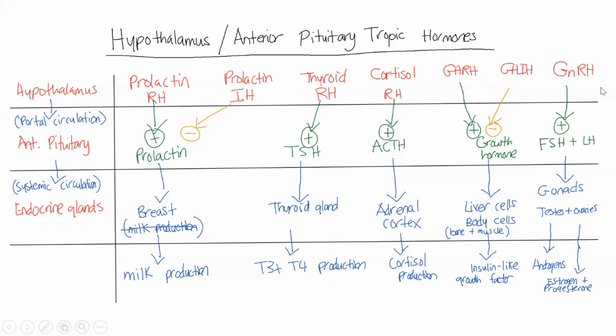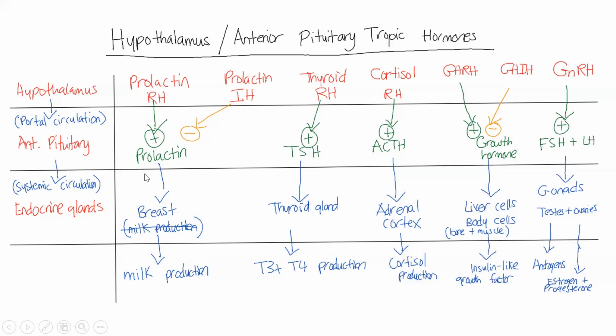So that is the first layer of our hierarchy, the hypothalamus releasing these hormones, either releasing hormones or inhibiting hormones that are instructing the anterior pituitary to then do something else, okay? So let's go down here and see what happens beyond that. So the anterior pituitary will now release prolactin, and that is going to instruct the breast to produce milk, excuse me.